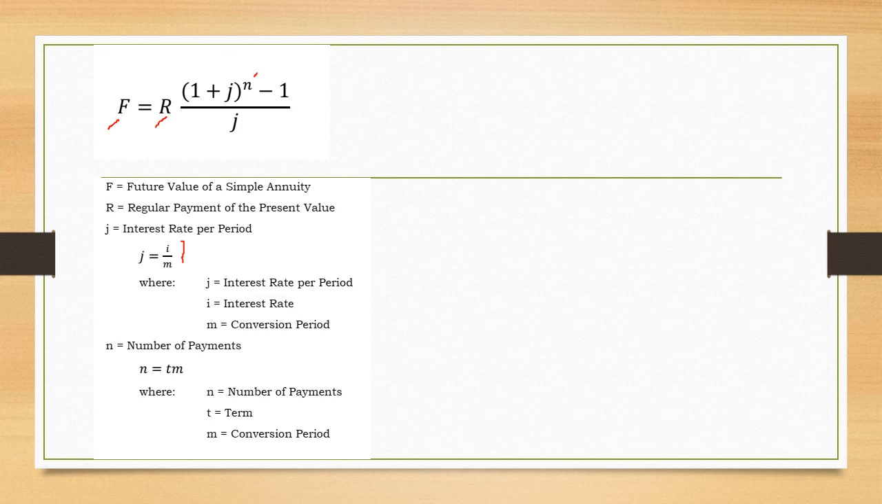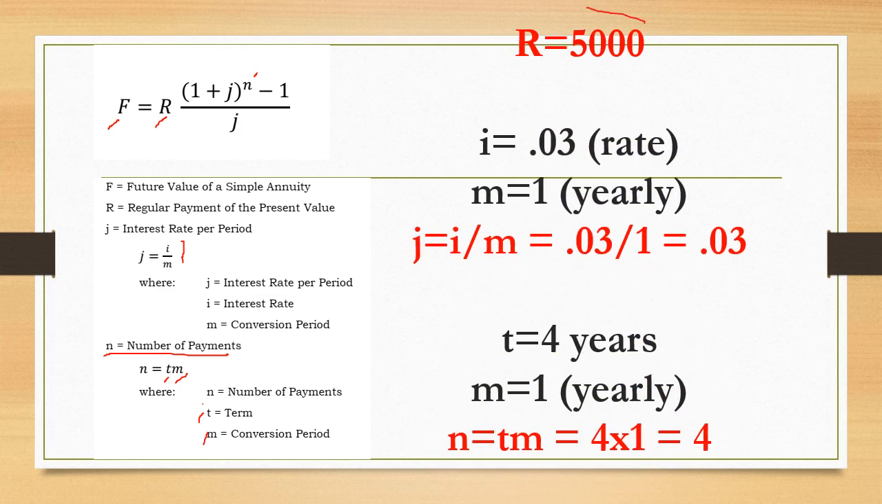Raised to n, exponent n, which refers to the number of payments, which can be computed using the formula T times M, where n is the number of payments, T is for term, number of years, and M is the conversion period. Okay, let's go back to John Mark. So John Mark is paying 5,000 yearly, 3% rate, so 0.03 converted to decimal. M is equal to 1. So the conversion period is just 1. Why? Because the interest rate he earned is compounded yearly.